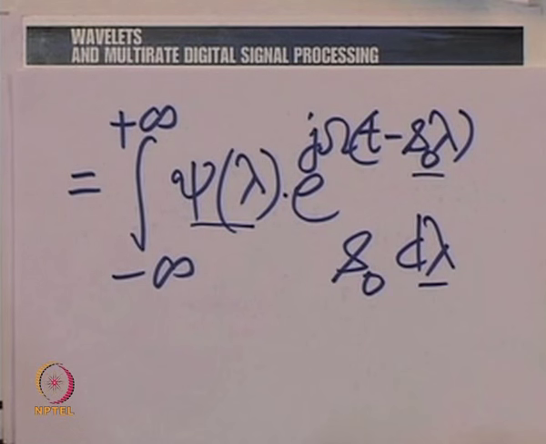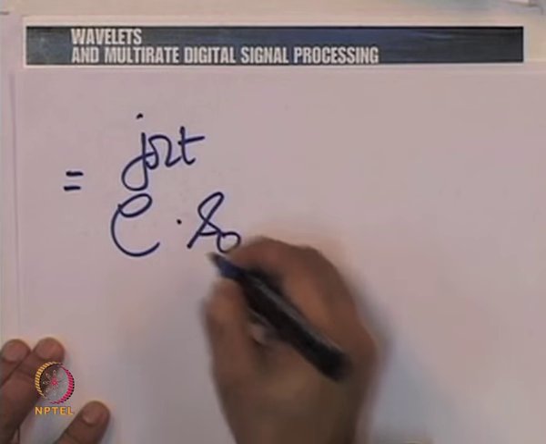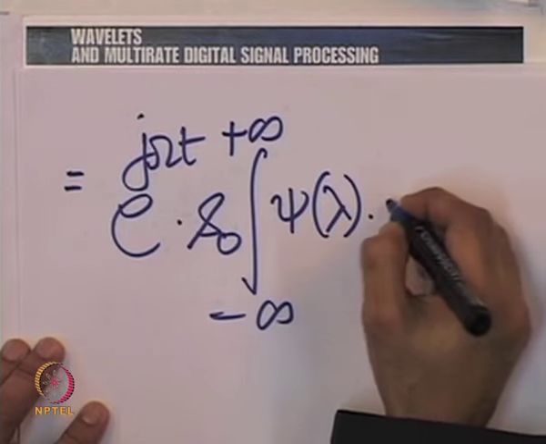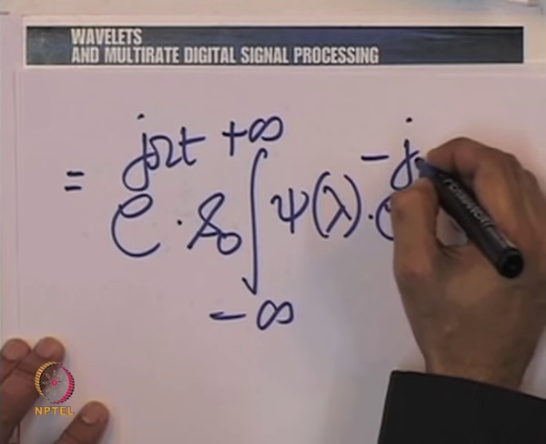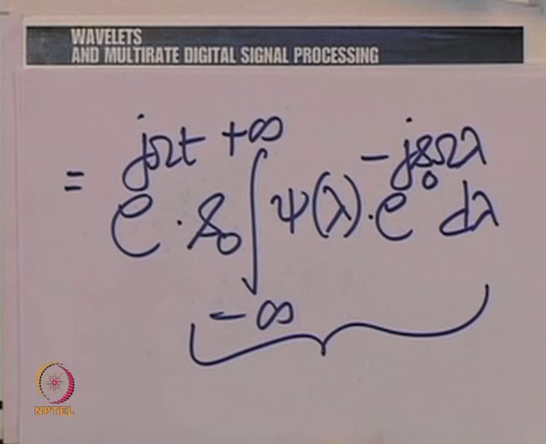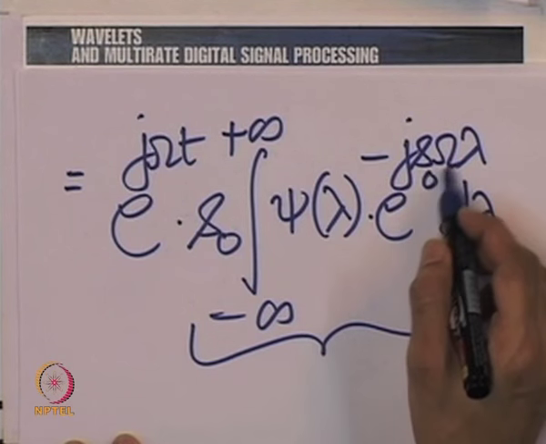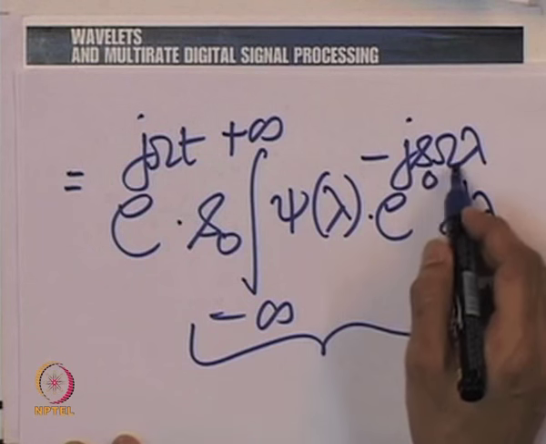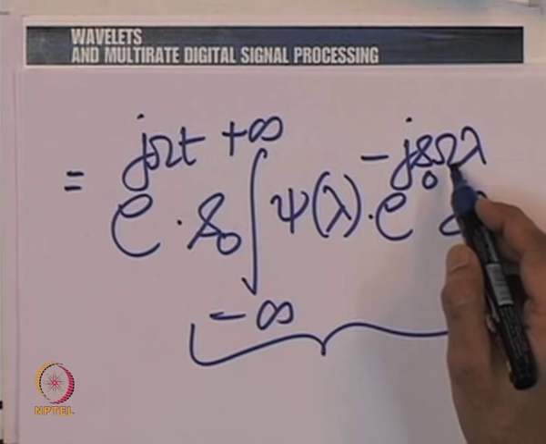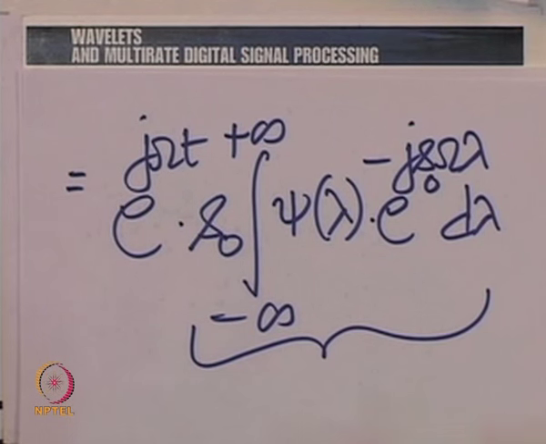So this can be rewritten as e raised to the power j omega t coming out, s naught coming out, and then we have minus infinity to plus infinity psi lambda e raised to the power minus j s naught omega times lambda d lambda, and this is very familiar here. This is essentially the Fourier transform of psi evaluated at s naught omega instead of just omega. So we've made a change of this variable here, s naught omega, and not just omega, and therefore we can now collapse the integral on tau naught entirely.